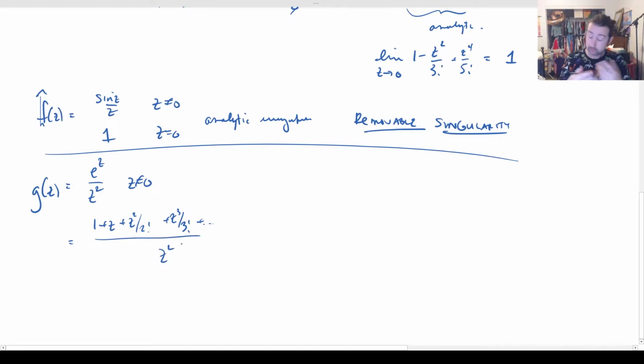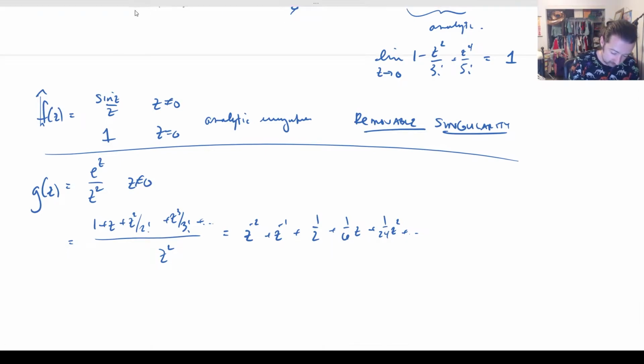And if we go term by term, which we're allowed to do because we have an absolutely convergent, uniformly convergent power series everywhere in C, this turns out to be equal to z to the minus 2 plus z to the minus 1 plus 1/2 plus 1/6 of a z plus 1/24 of a z squared, and so on. So this is a function that has a convergent series. But this convergent series is a Taylor series plus some stuff that has negative exponents. So these terms right here have negative exponents.